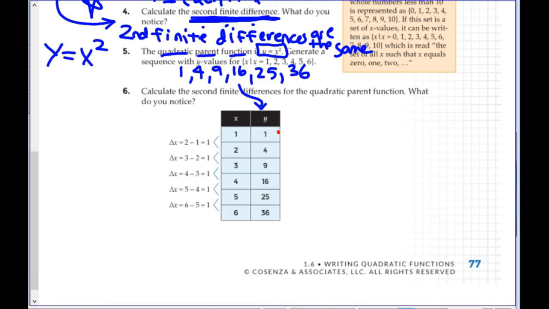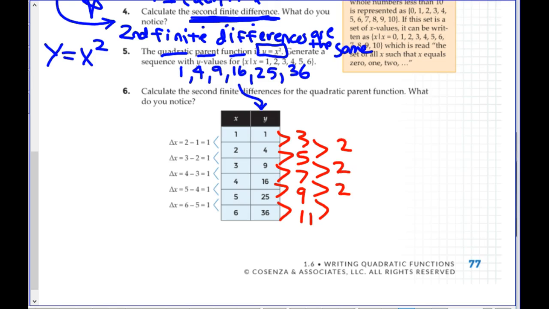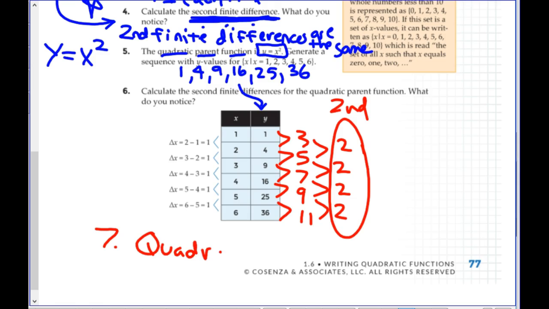The numbers we got were 3, 5, 7, 9, 11. And then the second difference, 5 minus 3 is 2, 7 minus 5 is 2, 9 minus 7 is 2, 11 minus 9 is 2. The second difference is 2, okay? So what does that mean? What kind of function is that? It's not linear or exponential. It's a new one today, and it's on the front of your notes under 1.6. It's quadratic, okay? So that's what number 7 is asking you for at the bottom of your page. So at the bottom, we're on number 7. I know there's not a lot of room. Quadratic. It's asking you what kind of function.